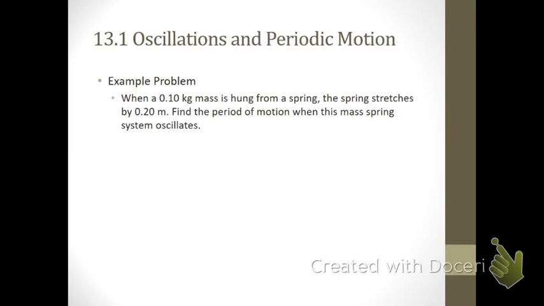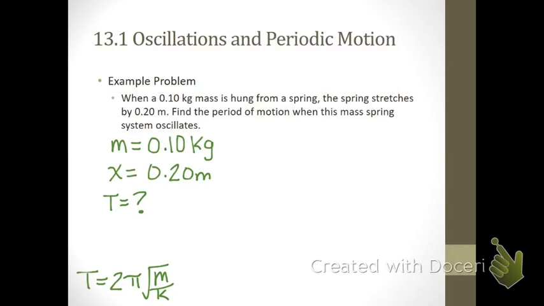So here we have our last example problem for this particular section of the chapter. We are looking at the fact that we have a given mass. We do see that it stretches some particular amount when we hang it from a spring. We want to know what is the period of motion for this particular mass spring oscillator.